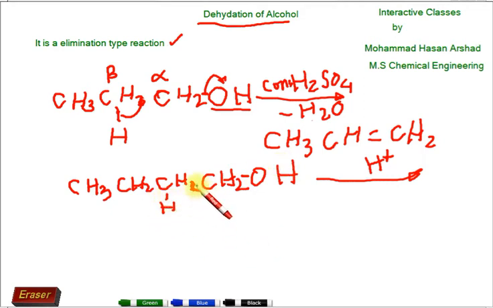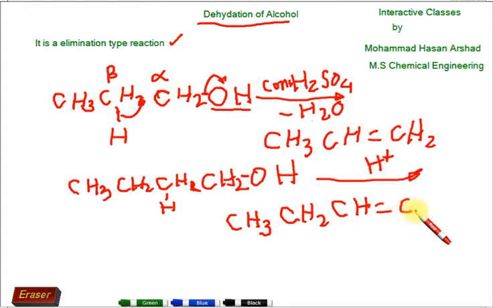This bond comes here and we should get CH3, CH2, CH, double bond, CH2. Now, is this a correct answer?